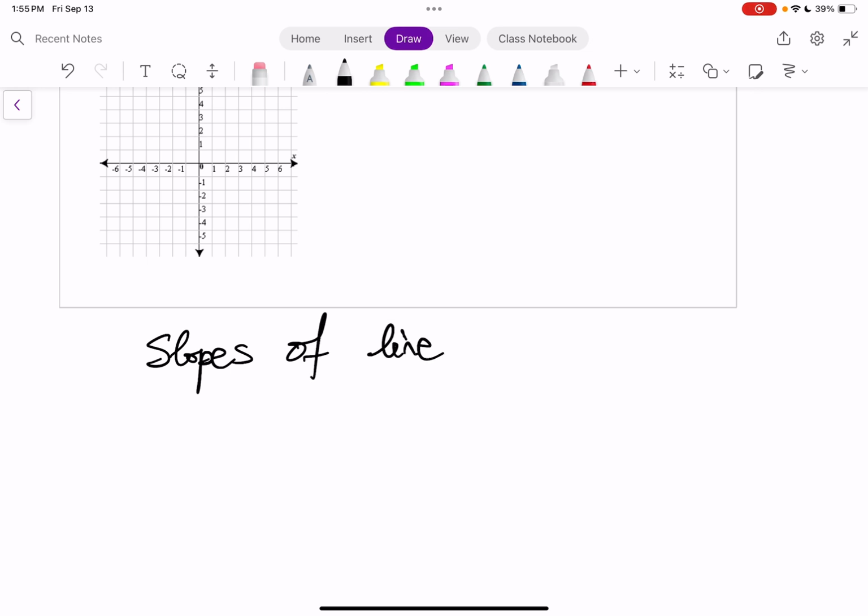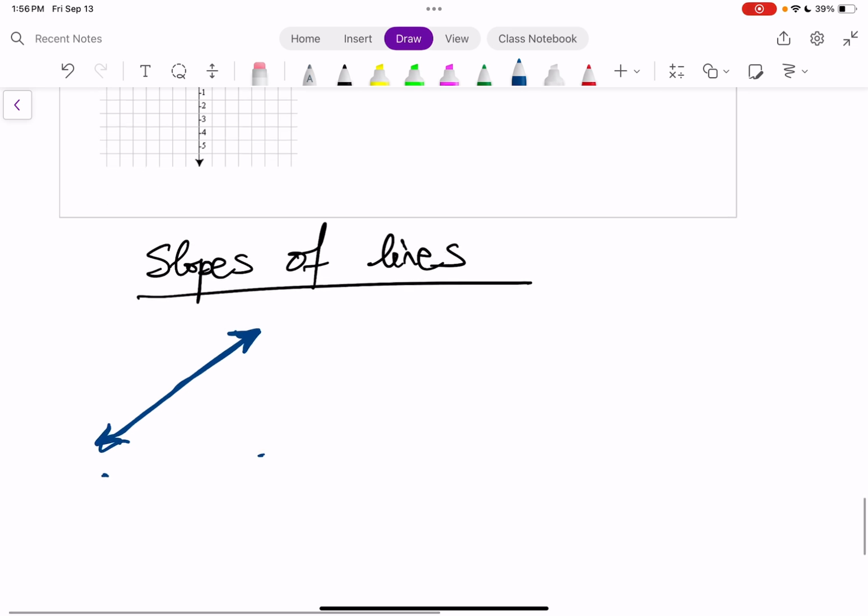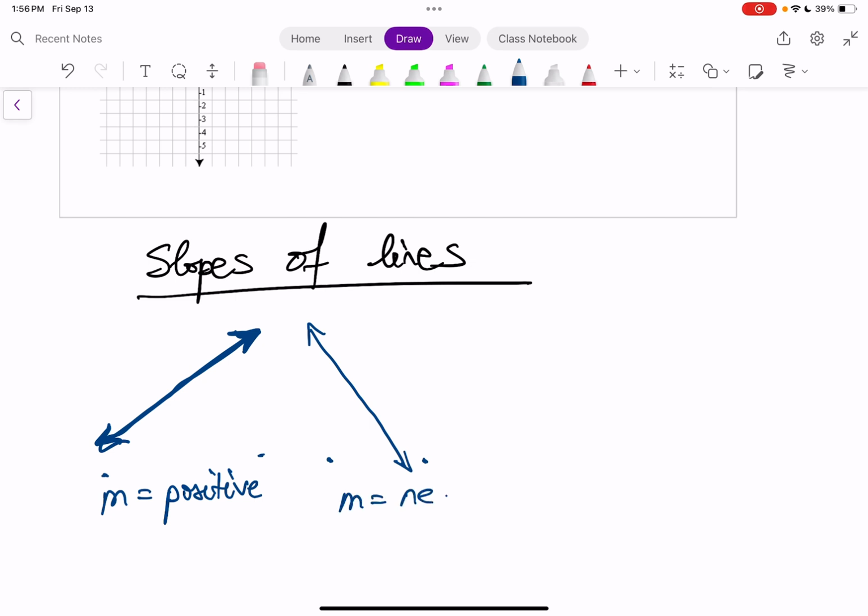space to talk about what kind of slopes do lines have to have. Now, if a line is increasing, so as I look at it from left to right, the line is increasing, so it's going up, we will have a positive slope. If a line is decreasing, so it's going down, as I look at it from left to right, then the slope is definitely going to be negative.